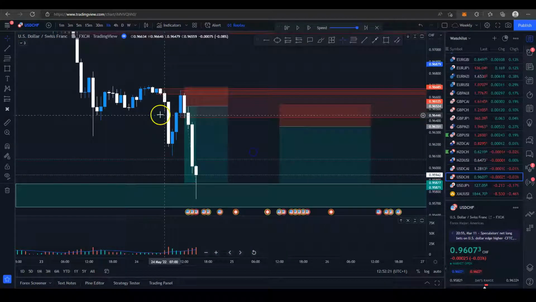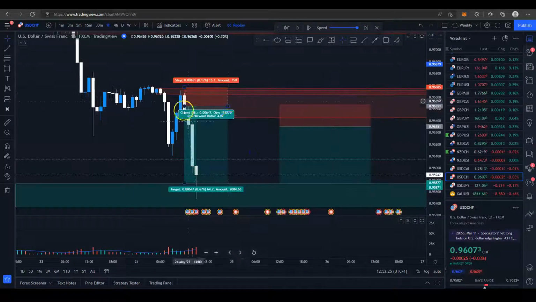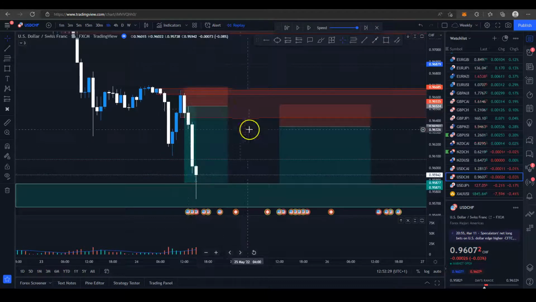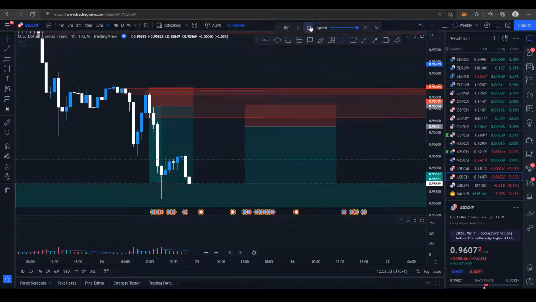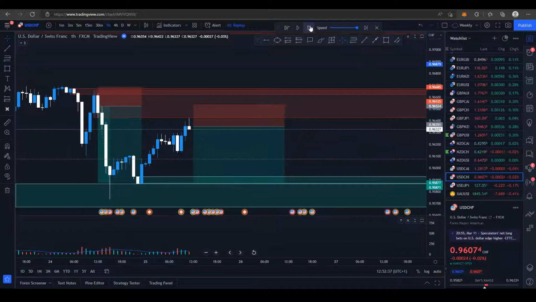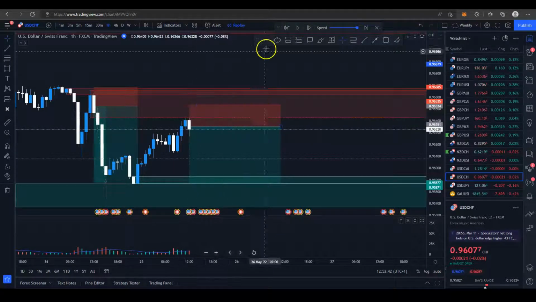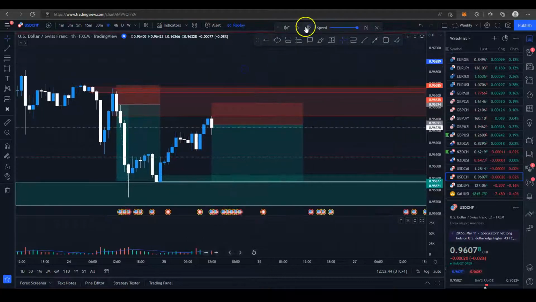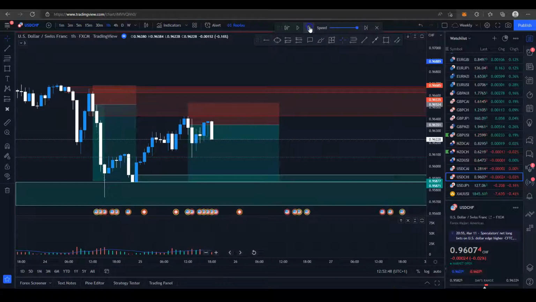But now if you look at what's happened, we've got another red block that's being created. So what we could now see is price make its way back up to the red block, and then again we could look to add to our position, potentially take a second entry. And if you see, there's the reaction from the area that we're interested in, and we'll take another sell position and watch what happens next.